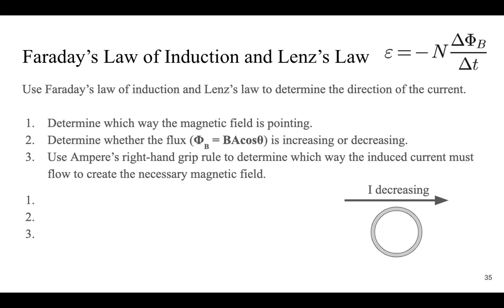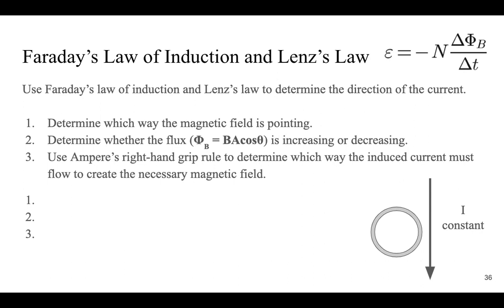Yeah, this current is going to create a magnetic field into the page. The flux is going to be decreasing because the magnetic field is decreasing. And so the magnetic field into the page is decreasing, which means we need magnetic field going into the page from our induced current. So that's got to be going clockwise.